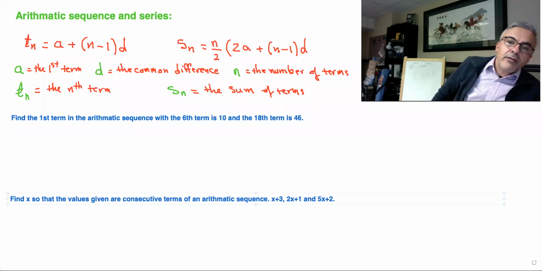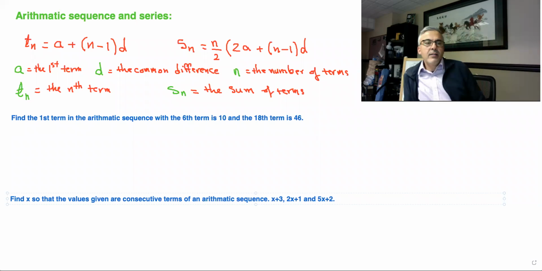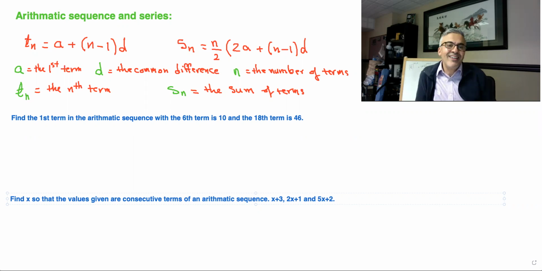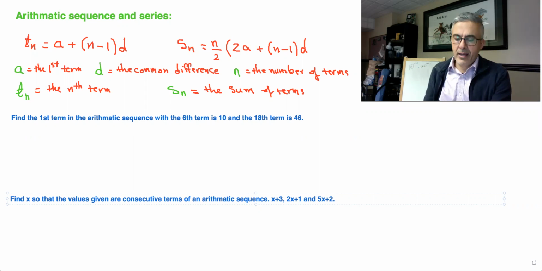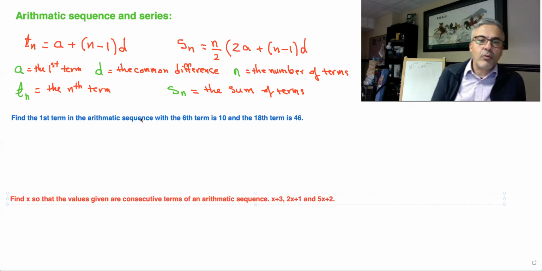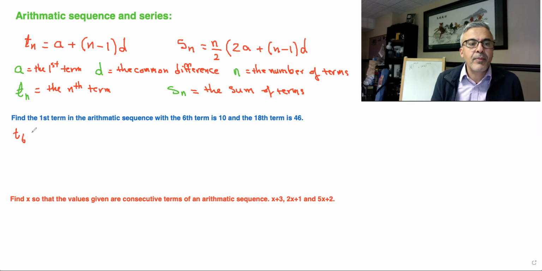So the next question here is a bit challenging. You have to bring back some algebra from grade 10, solving systems of equations and so on. They're giving you two pieces of information here, and they want you to find the first term. They told you the sixth term is 10 and the 18th term is 46. Therefore, you need to develop two equations that you're going to work with. So let's just deal with, they said T6 is 10.